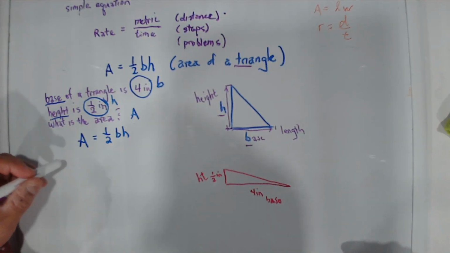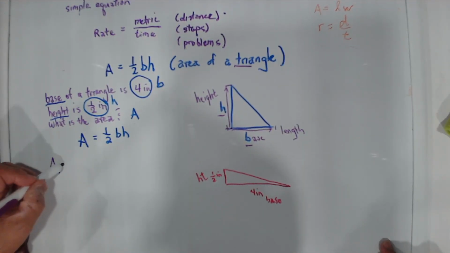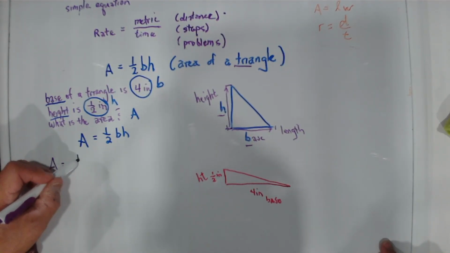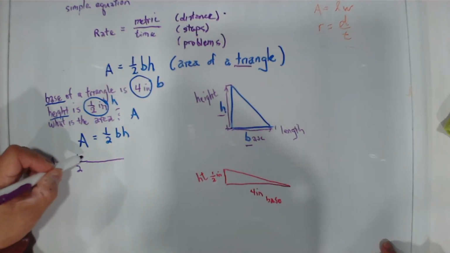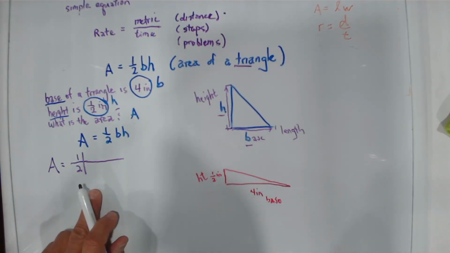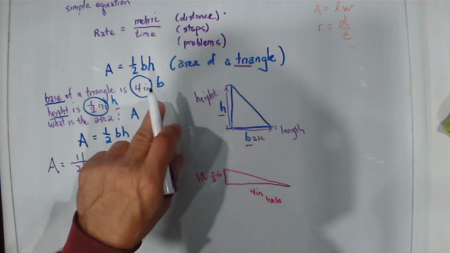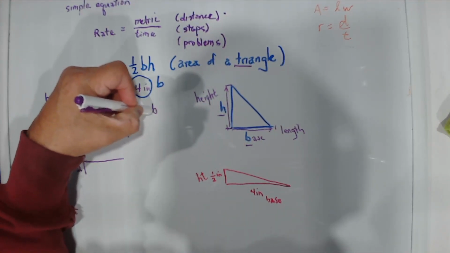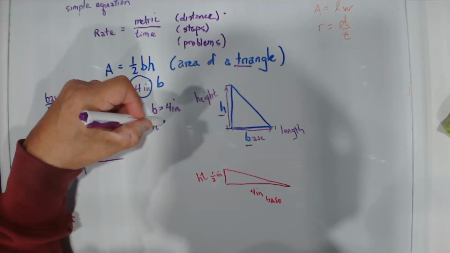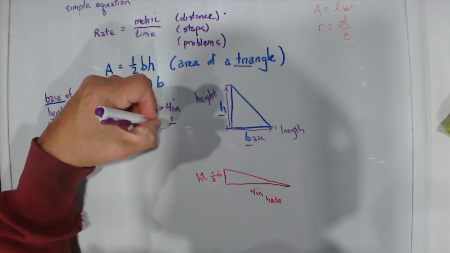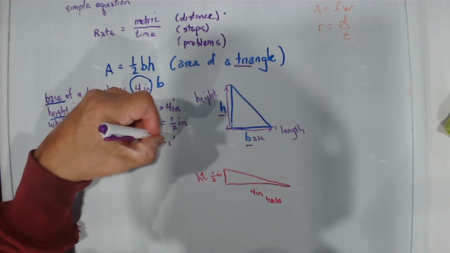So let's plug into our equation right here. A is equal to 1/2, and I like to use that little bracket thing, and I need to put the base on top. Our base is 4 inches, so let me write that down. Base is equal to 4 inches. Height, h, is equal to 1/2 inch. Okay, and area is what we don't know.